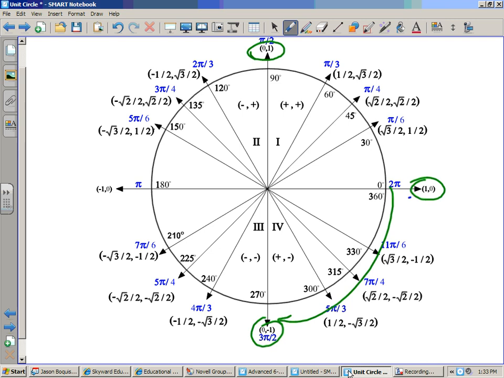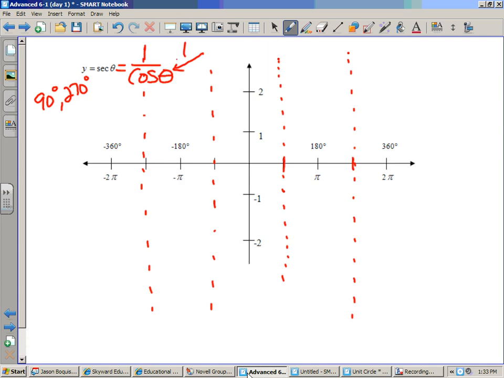Here we are over here at 0 degrees. What is cosine? It is 1. So we're going to do 1 over 1, which is 1. So at 0 degrees, it's 1 over 1, which is 1. So 0 degrees and graph 1.